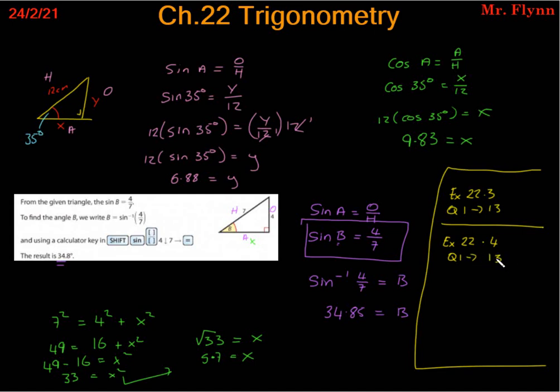Now there's more than 13 there, but I just want you to go as far as 13. Sorry, oh yeah, 22.5 is the next one. That's the last of them. Questions 1 to 18.